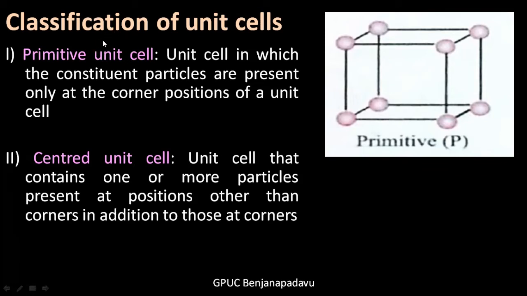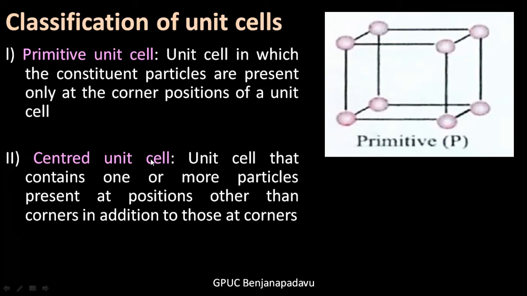a primitive unit cell. So kali corner galalli matra idre unit cell anta helidre adu repeating unit so naviga namma simplicity ge if we consider a simple cube then if the particle is present only at the corner position then we call it as a primitive unit cell. Corner alli matra particle idre then it is called as the primitive unit cell.